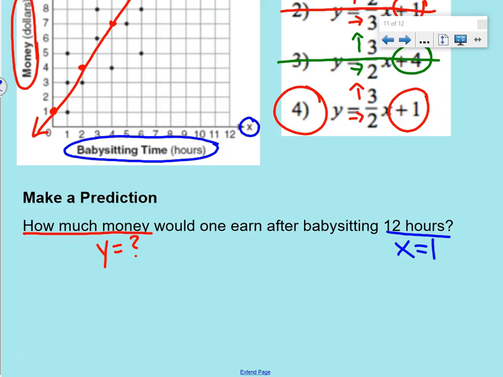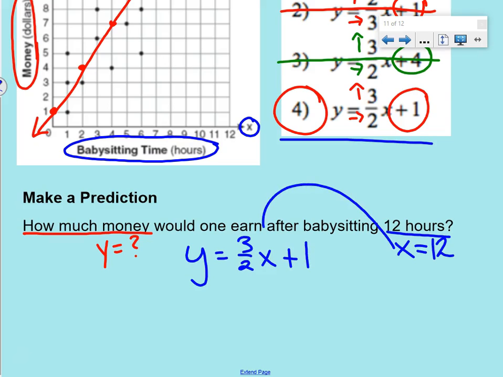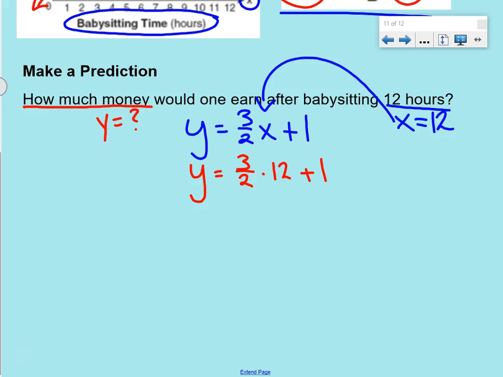How much money would one earn after babysitting 12 hours? So hours is x, so we say x equals 12. We're using our equation, y equals 3 over 2x plus 1. So we're going to put this value in for x. Substitute 12 in. Y equals 3 over 2 times 12 plus 1. 3 over 2 times 12 is 36 over 2 plus 1. 36 divided by 2 would be 18 plus 1 would give you $19.